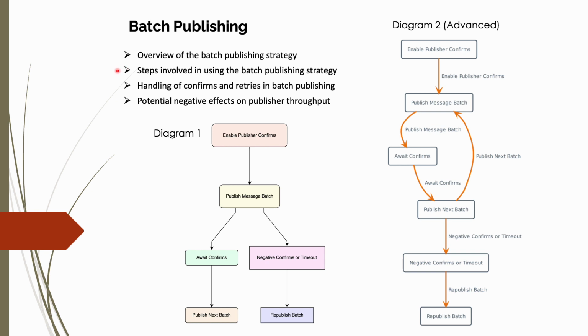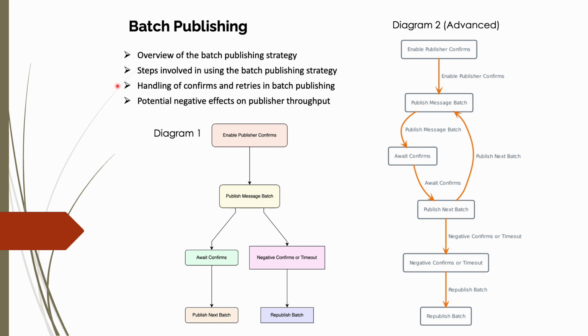If any negative confirms are received or the timeout is reached, determine whether to republish the entire batch or only the relevant messages. In the batch publishing strategy, it is necessary to wait for confirms for the entire batch of messages before proceeding. Some client libraries provide convenience API elements to simplify waiting for all outstanding confirms, such as the channel.waitForConfirms timeout method in the RabbitMQ Java client.